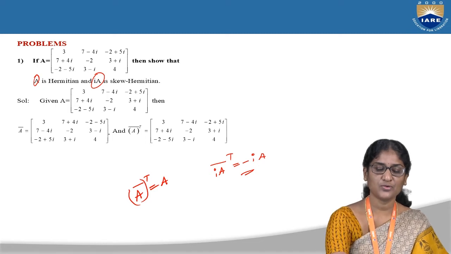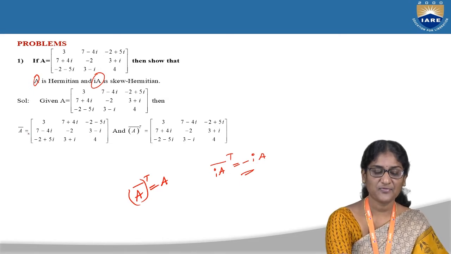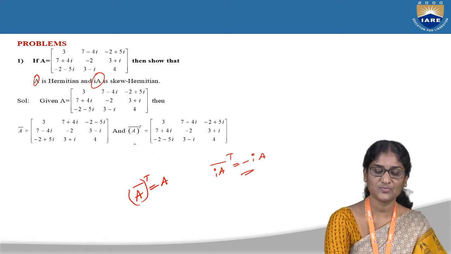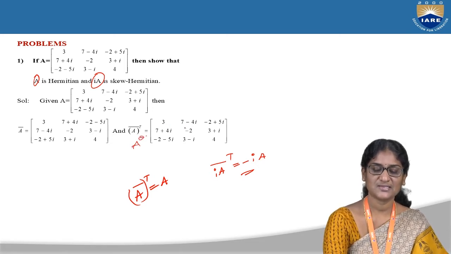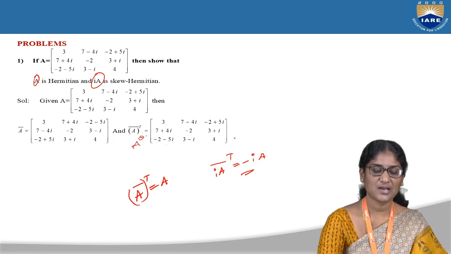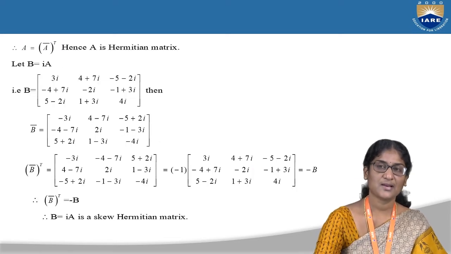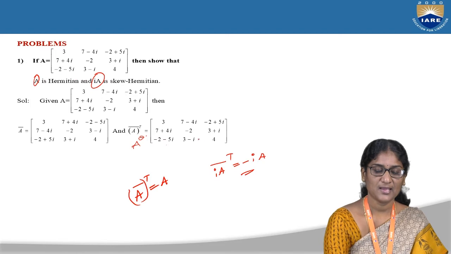Similarly, you just find the A bar transpose by interchanging the rows and columns. If A bar has its rows and columns interchanged, you are going to get the A to the power of theta value, which is nothing but 3, 7 minus 4i, minus 2 plus 5i; 7 plus 4i, minus 2, 3 plus i; minus 2 minus 5i, 3 minus i, 4, right? So all the values are ready with me. Now I'll show that A is Hermitian and iA is skew Hermitian, right? Okay, now we have already calculated A bar transpose.